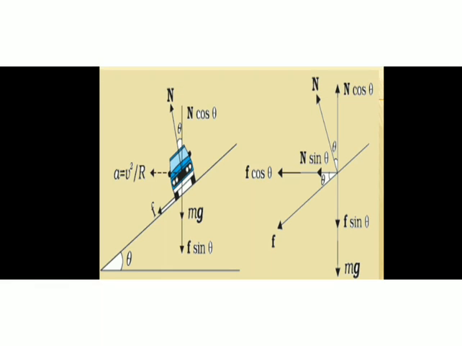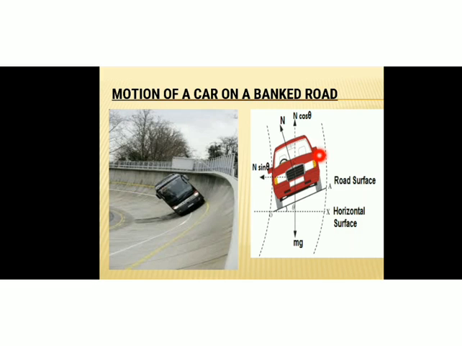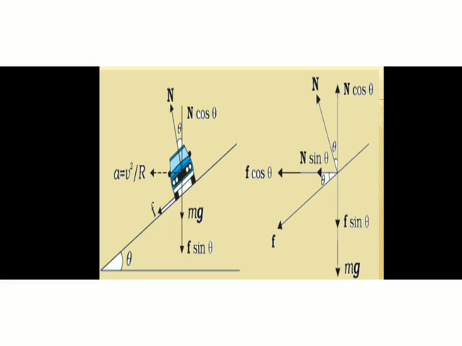See, the car is moving on the banked road. Only this portion of the car has been represented here. This portion of the road is represented here because it is slightly raised with respect to the inner edge, this portion of the road. So only this part of the road is represented in this figure. Okay.